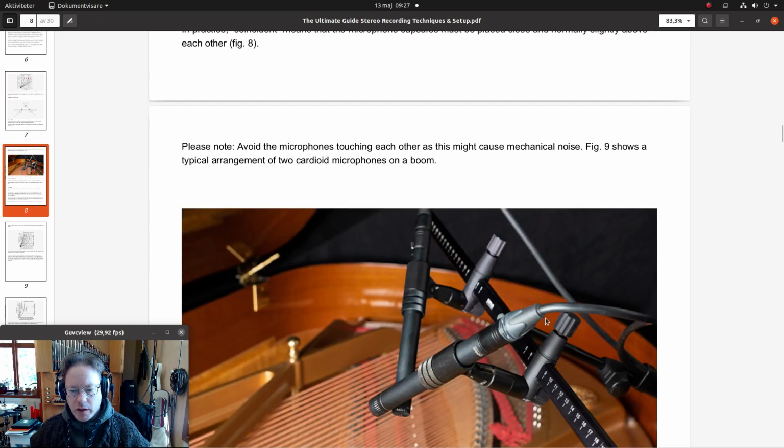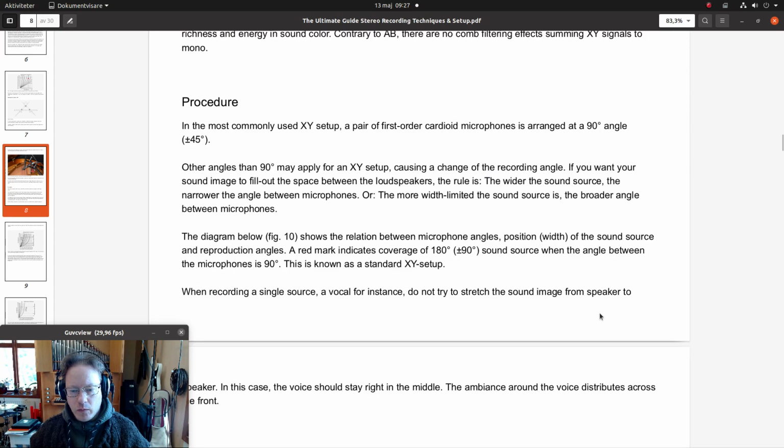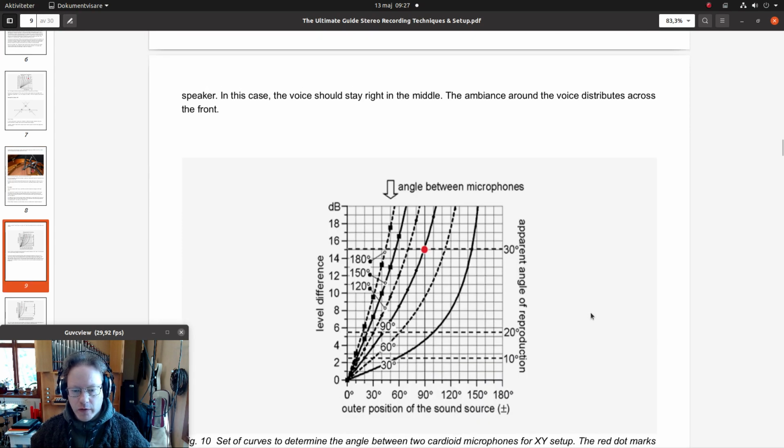Cardioid microphones, and we might vary the angle also here depending on what recording angle we are going for, really. So the most common versions I have seen is the 90 degrees in between the microphones and the 120 degrees in between the microphones. But this can be varied, of course. But you get the capsules close together in this system. So you will have mostly level differences and not time differences.